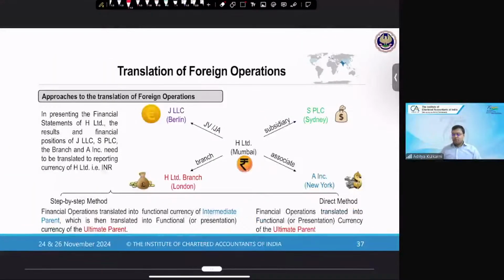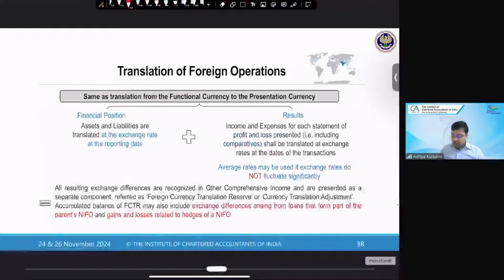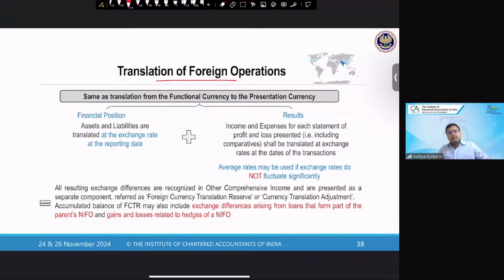Okay. Now, approaches to the translation of foreign operations. See, either you do a step-by-step consolidation. So if H has an investment in S, S is having a further investment, then either you do a fold back into the level 1 subsidiary and then to the parent, or you do a complete translation in the currency of the ultimate parent. This is just for theory purposes. What we need to understand is how am I going to translate my foreign operations? Whatever we have discussed today, that is exactly what is mentioned here.